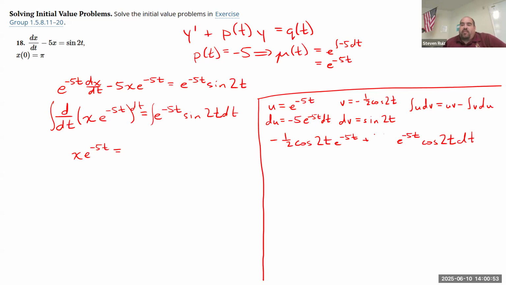Before we do that, I'm going to write the 5/2 on the outside of the integral, and I'm going to assign the parts of the integration by parts in a consistent way. So u is going to be the exponential part, dv is going to be the trigonometric part. So dv equals cosine 2t, du will be the same as it was, -5 e to the -5t. v will be equal to 1/2 sine of 2t.